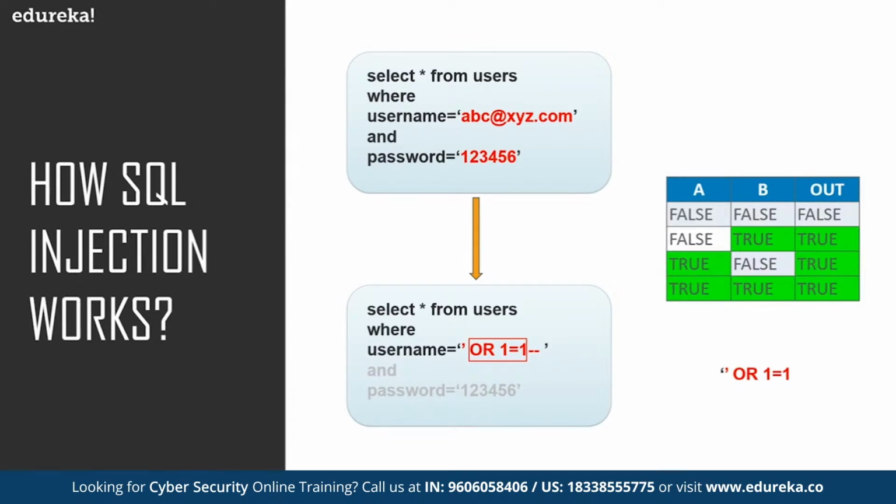Now what is the use of the extra double hyphen that I've used? The double hyphen is used to comment out the rest of the SQL query. That's why I've faded out the AND password part. When I use double hyphen, it doesn't matter what the next part of the SQL query is. Since the OR function returns true, the SQL query returns true, meaning the login is successful. So this is how SQL injection works.